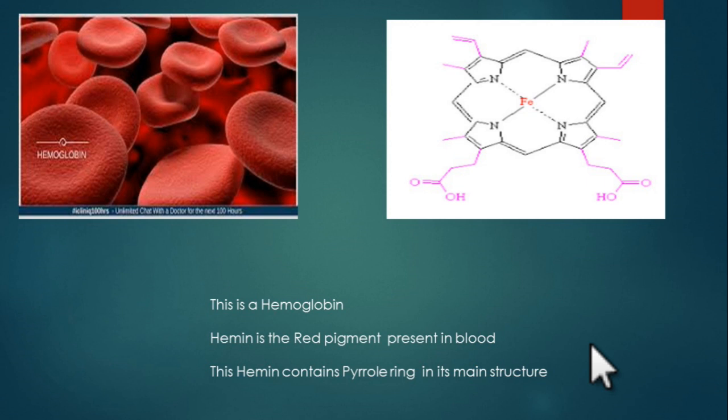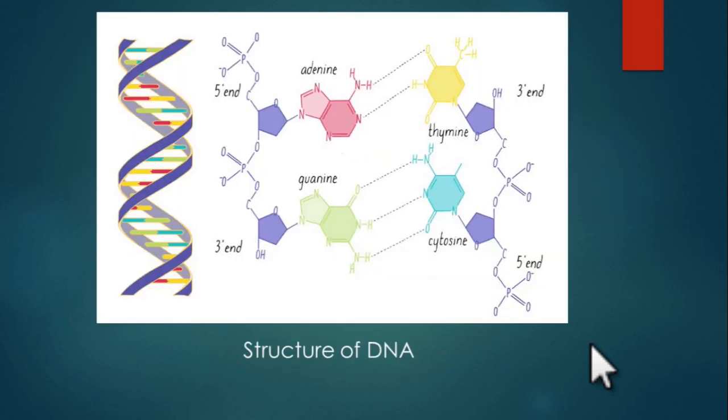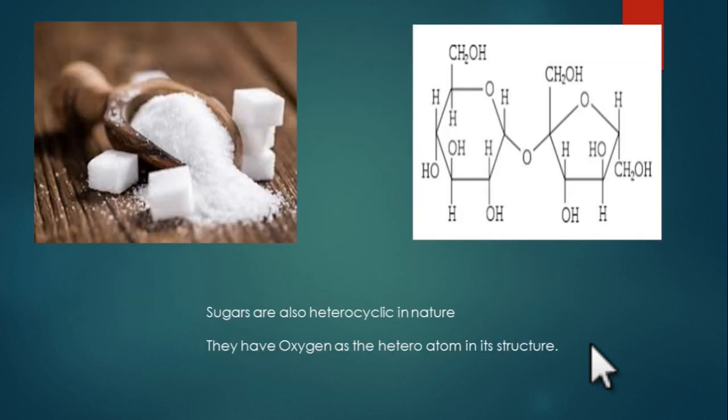Hemin is the blood pigment. The red color of blood is only because of this hemin, which also contains the pyrrole nucleus in its main structure. Then comes the nucleic acid. It is a very important compound in our body. Similarly, RNA and DNA also have heterocyclic ring systems in them. Another one is sugar. It is very important in our food. Sugars are also heterocyclic in nature. They have oxygen as a heteroatom. Vitamin C also has oxygen as a heteroatom.